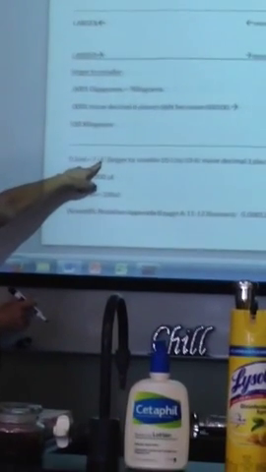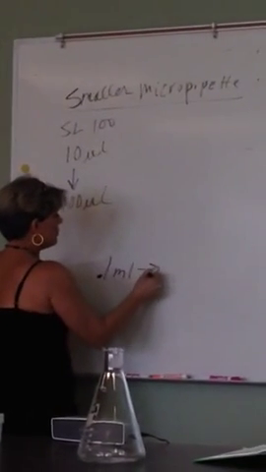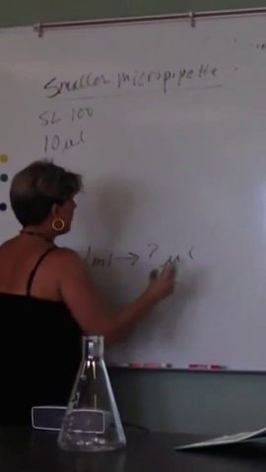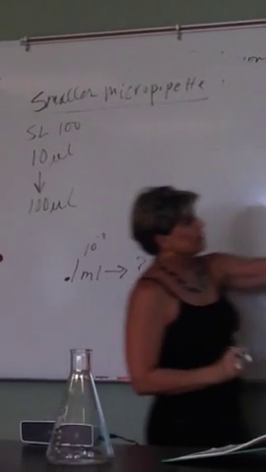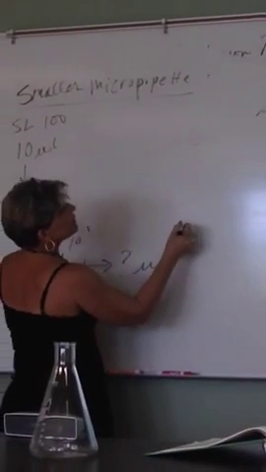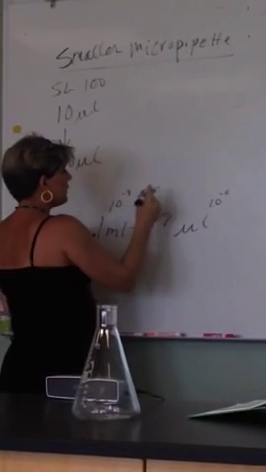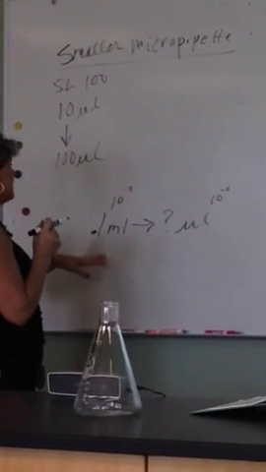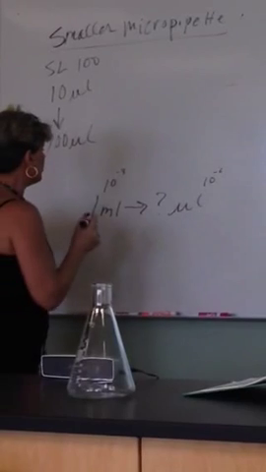1 milliliter equals how many microliters? Milliliters is 10 to the negative third. These should be superscripts, I'm sorry, I made a typo. Microliters should be 10 to the negative 6. So I have to move 3 spaces, right? I have to move my decimal 3 spaces. And I'm going from larger to smaller, so I have to go to the right.